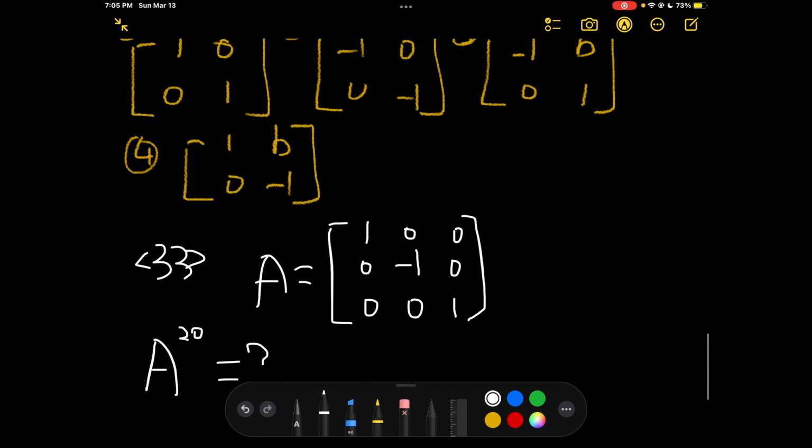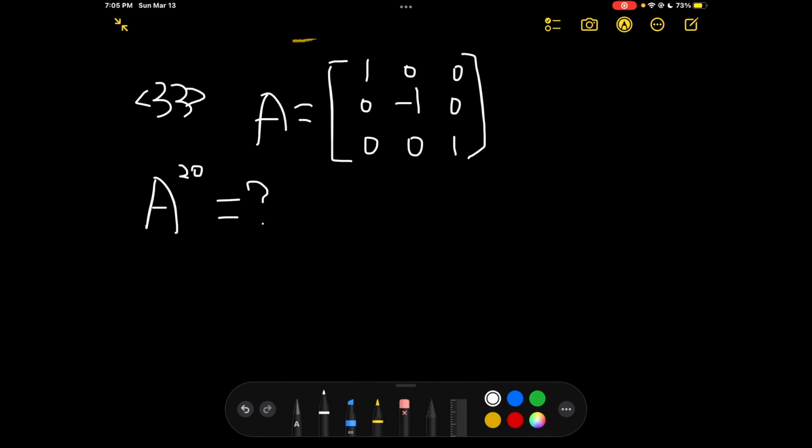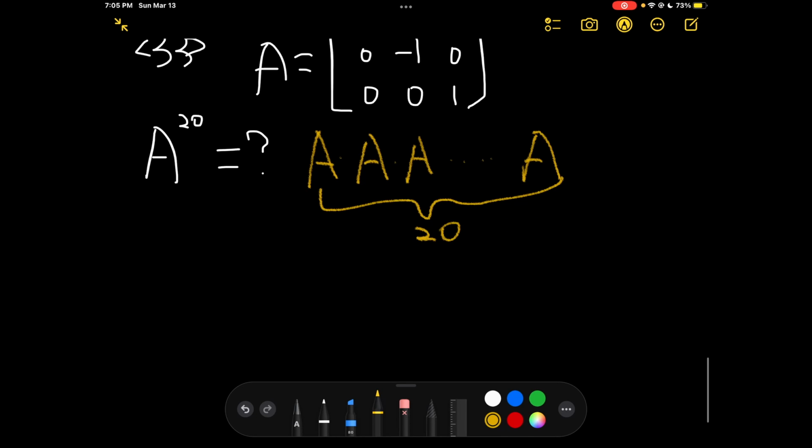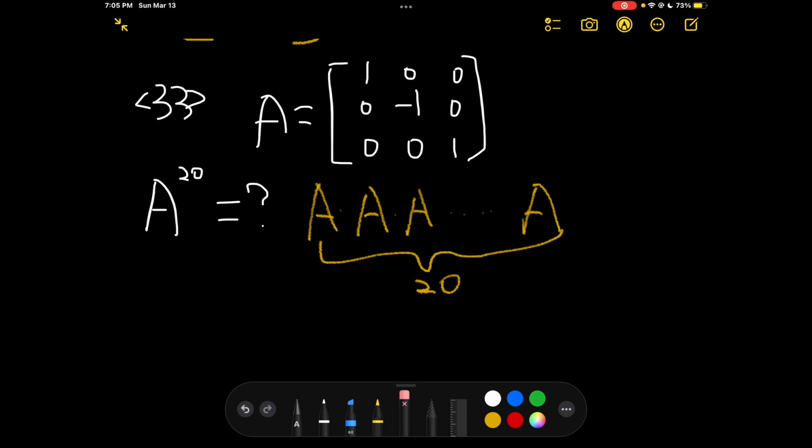Okay, let's move on to question 33. We have matrix A as shown, and we need to find A to the 20th power, which is A times A times A, and the total of A will be 20 of them. So what we can do is see if we can find any patterns, since we can use parentheses to put them together. If we try to find a pattern, we might get an answer. So let's see, what if we just get 2 first?